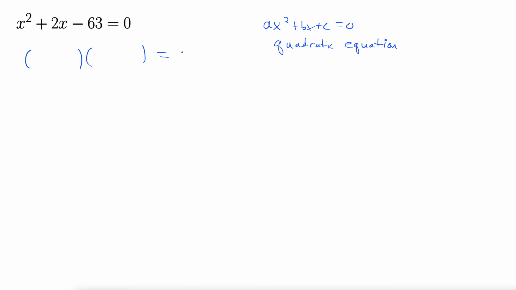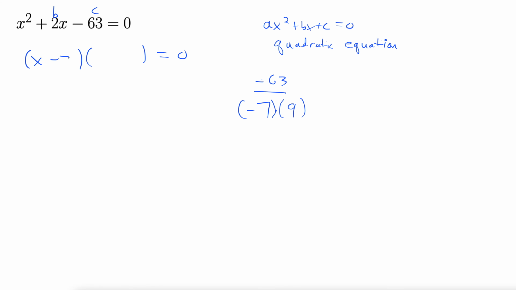All right, so our b term is 2, our c term is negative 63, and when we factor, we want to find factors of c that add to b. Factors of negative 63 that add to 2. Well, I know 63 is 7 times 9. If we make the 7 negative and the 9 positive, negative 7 times 9 is negative 63, and negative 7 plus 9 is indeed the 2 that we wanted. So those are our two factors.